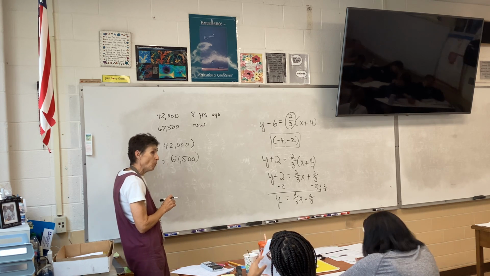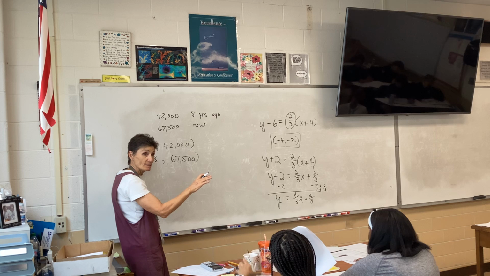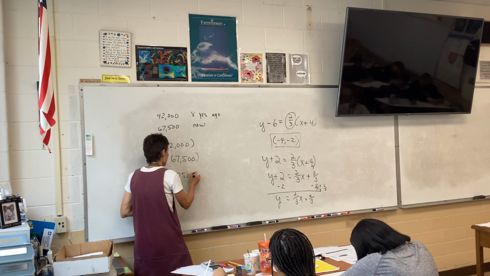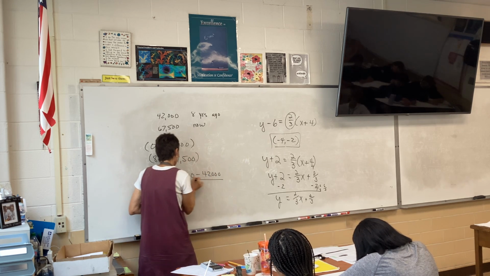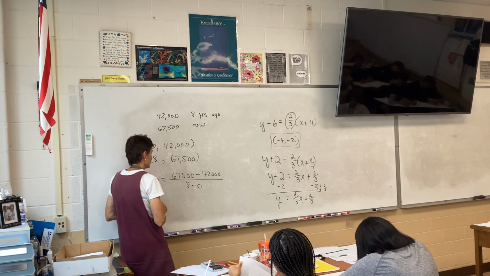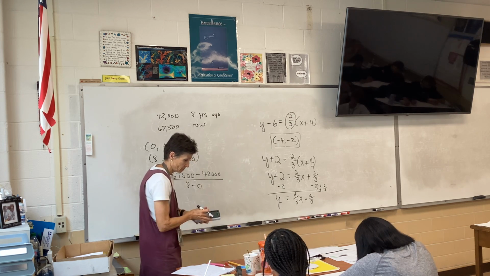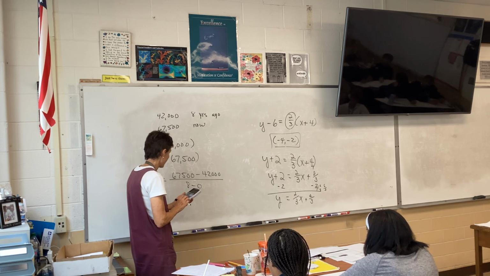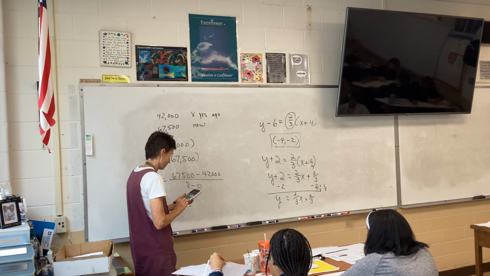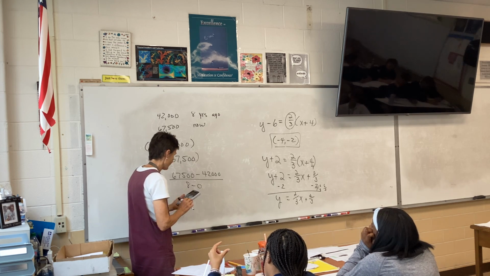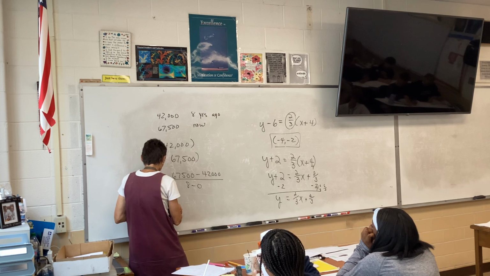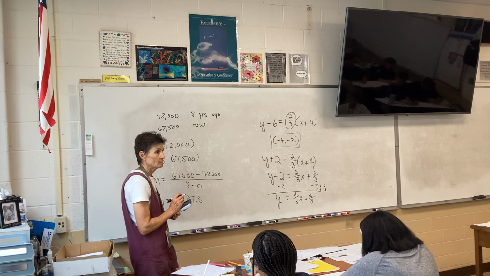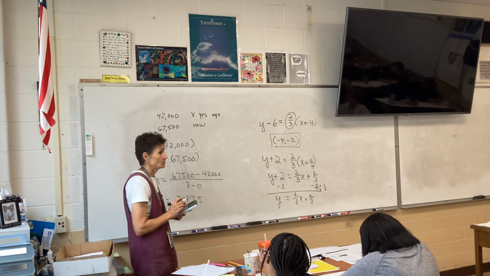And now that I have 2 points, can I find the slope? Sure I can. So the slope is 67.5 minus 42,000 over 8 minus 0. I'm getting out my calculator. I got 3187.5. Did anybody else get that? Can we do that in fraction form? Yep, you can do that in fraction form, absolutely.